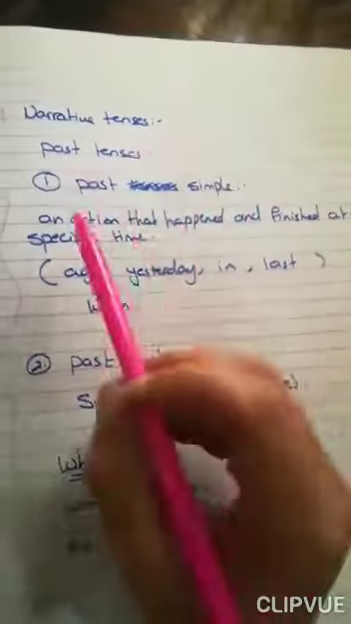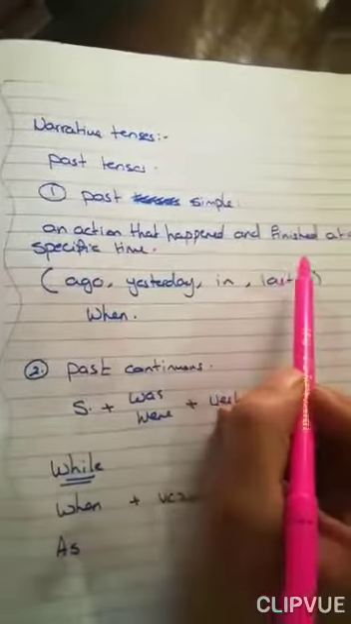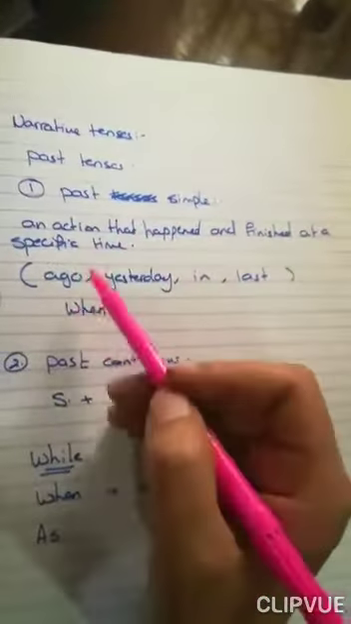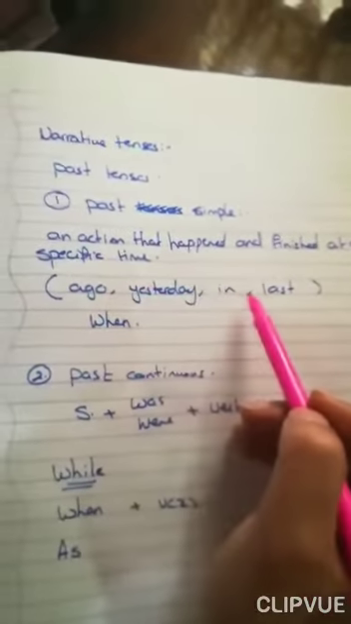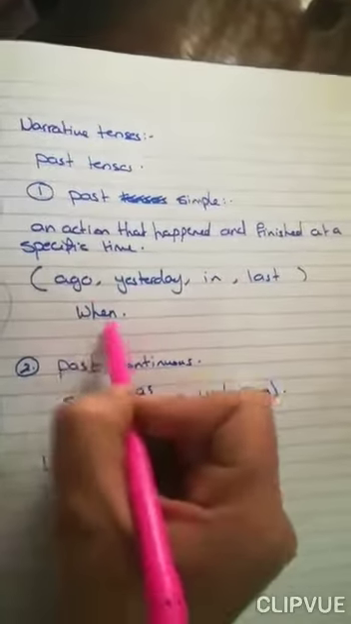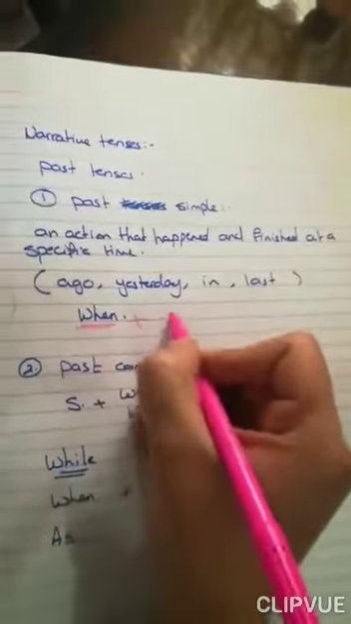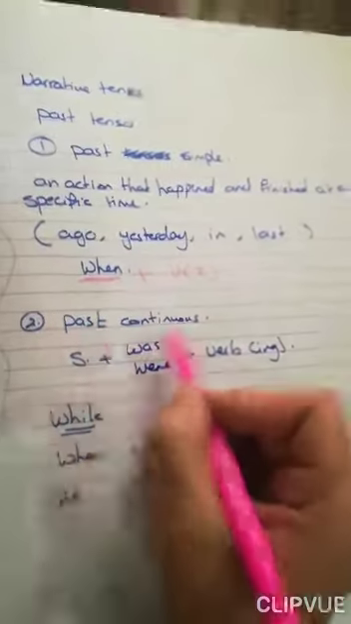We have here the past simple. Past simple means an action that happened and finished at a specific time. For example, we use the keywords ago, yesterday, and last. I also use when. And when, remember that I always use with it verb to, always and forever. The second one is past continuous.